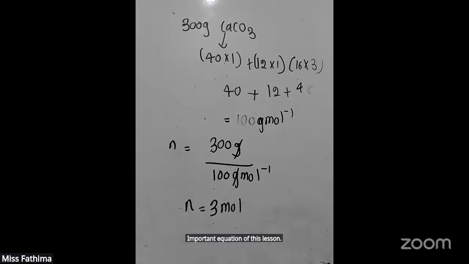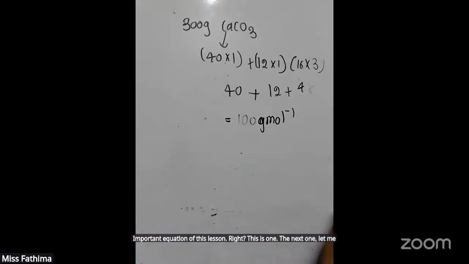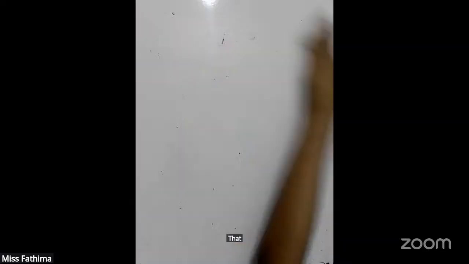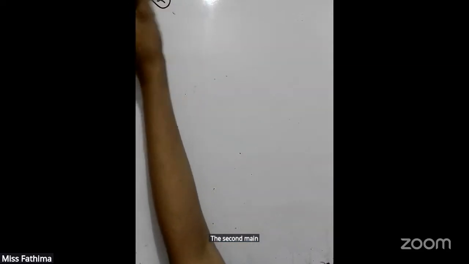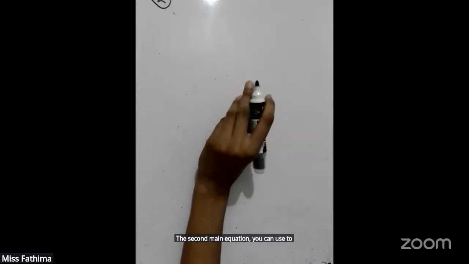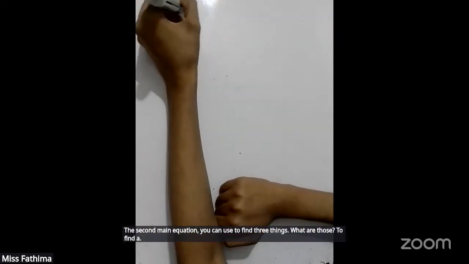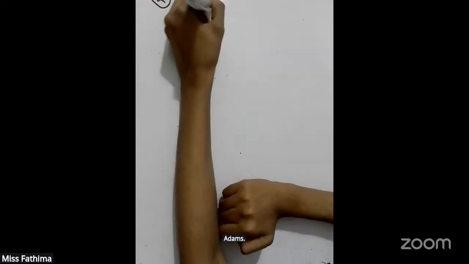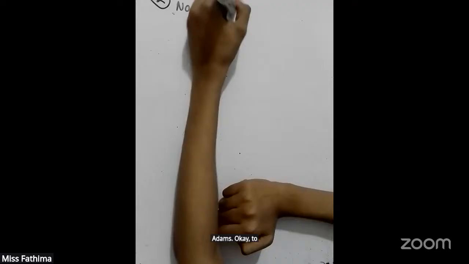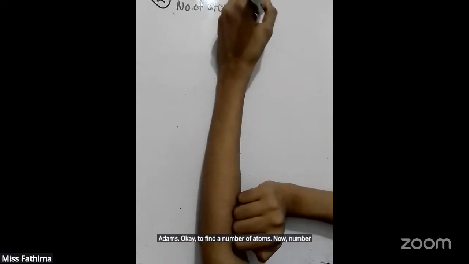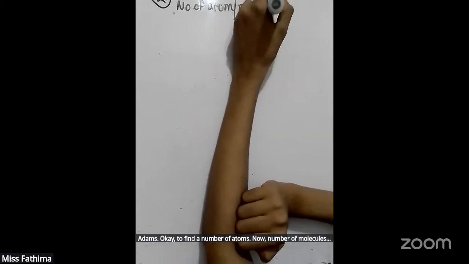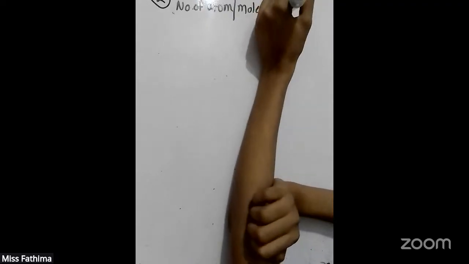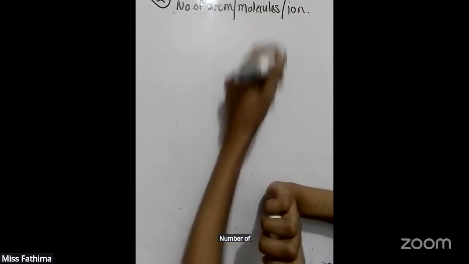Okay, now let me teach you the next important equation of this lesson. This is one. The next one, let me teach you now. The second main equation you can use to find three things. What are those? To find the number of atoms, number of molecules, and number of ions present in a substance, right?